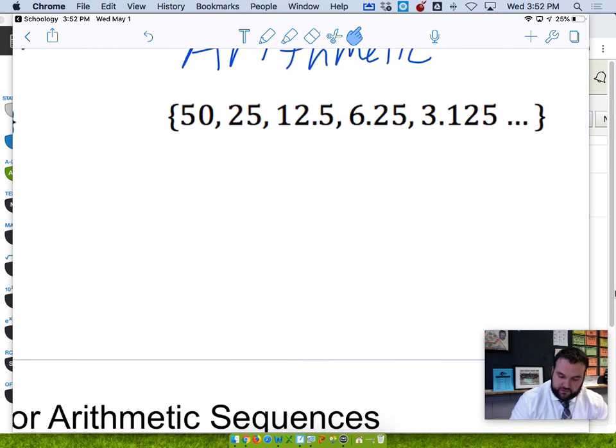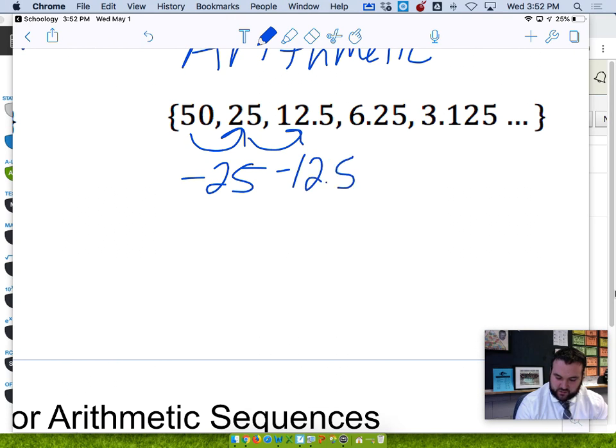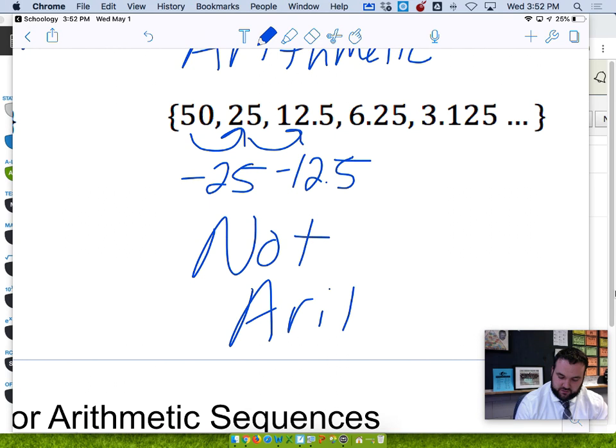Okay. And then 50 to 25, that's subtracting by 25. 25 to 12 and a half is not subtracting 25, so it doesn't even matter what happens here. This is actually not arithmetic. So for today, it doesn't matter.